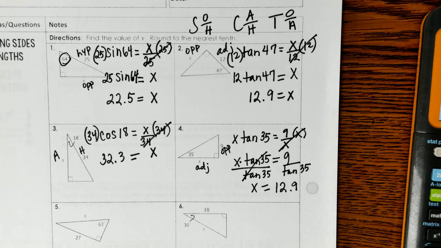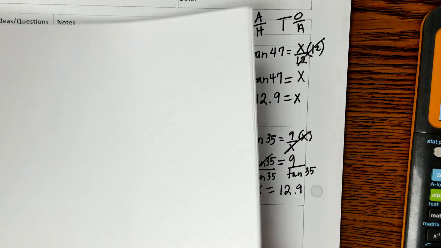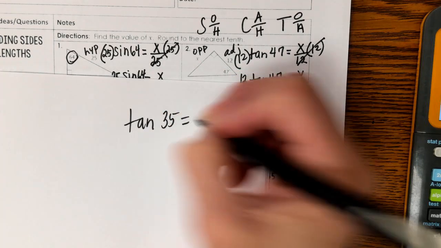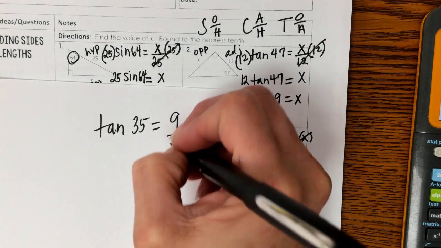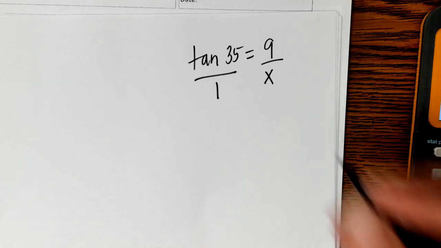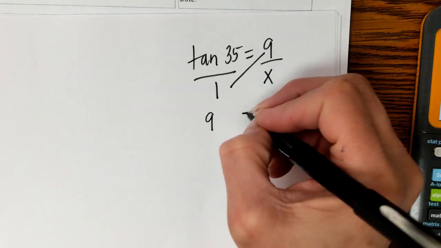That's not the only way to do that problem. Let me go back for just a minute. And we had the tangent 35 equals 9 over x. Some students will like doing their math problem this way. You can put a 1 under your tangent 35, and you could have just cross multiplied. If you cross multiply, 1 times 9 is 9. You would then bring down your equals.